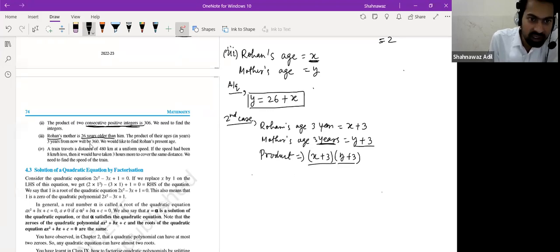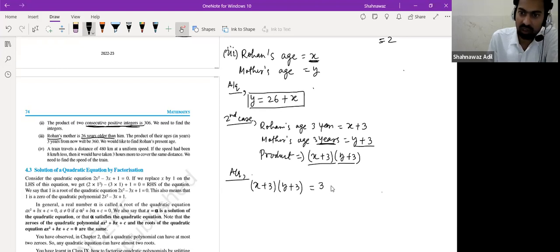And this is 360, right? So again, from the question, the product of their ages 3 years from now is 360, right? So clear this point. Hamad, is it clear?